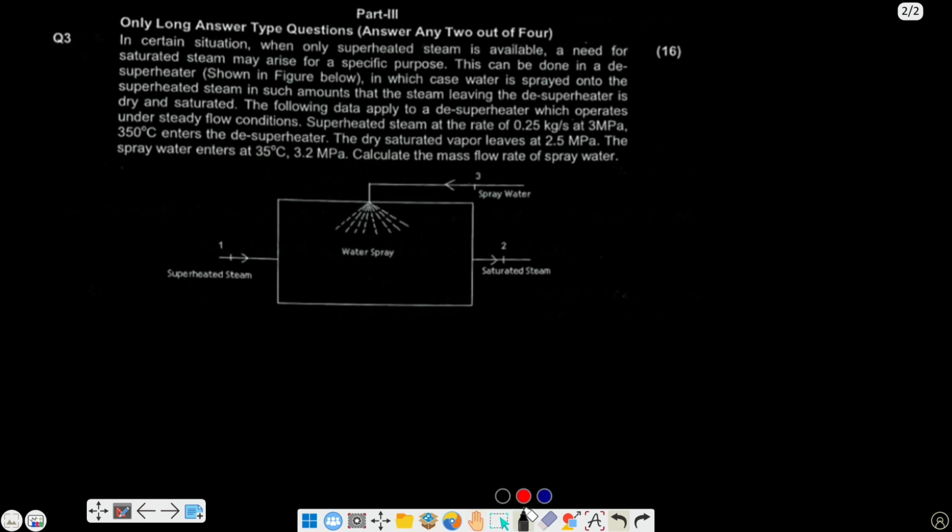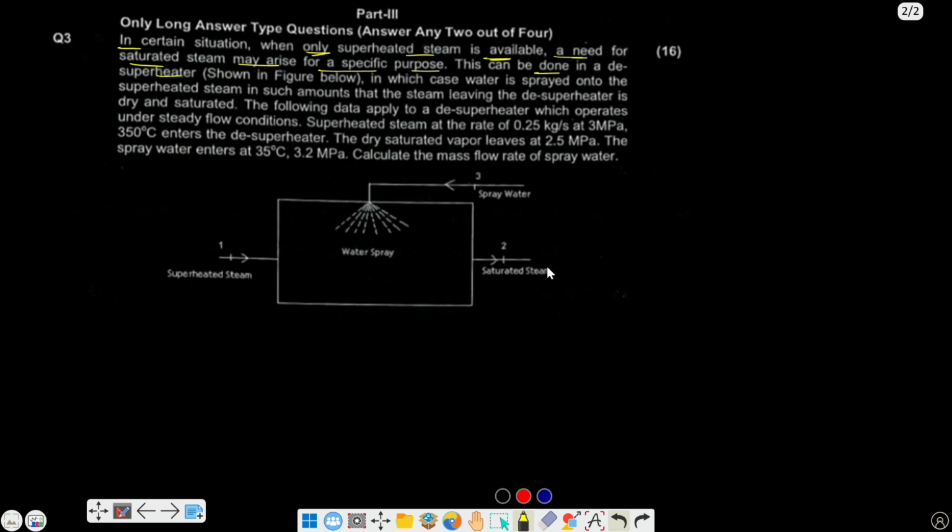Okay, so let me use the pen. Here it is given: in certain situations when only superheated steam is available, a need for saturated steam may arise for a specific purpose. So that means we have superheated steam, but we require saturated steam. This can be done in a desuperheater shown in the figure.